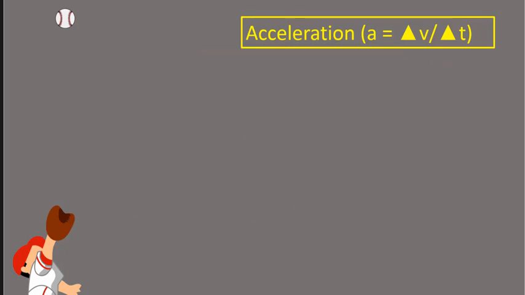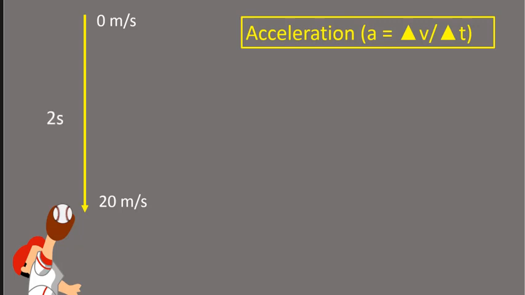Now we come to the unit for acceleration, which is confusing for many people. Let's say a ball falls to the player's glove. At the top, the ball has a velocity of 0 meters per second. When it reaches his glove, the velocity is 20 meters per second. The fall takes 2 seconds from top to bottom. Using the formula for acceleration, the change in velocity will be 20 meters per second, and we divide that by the change in time, which is 2 seconds.